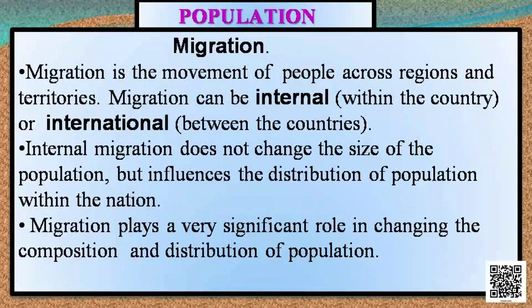Let's move on to the third component of population growth, it is migration. What is the meaning of migration? When people move from one place to another, it is called migration. Migration is of two types, internal migration and international migration. This migration, which is the movement of people across regions or territories, also affects population growth.